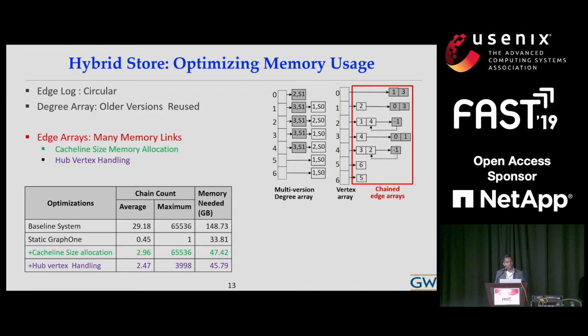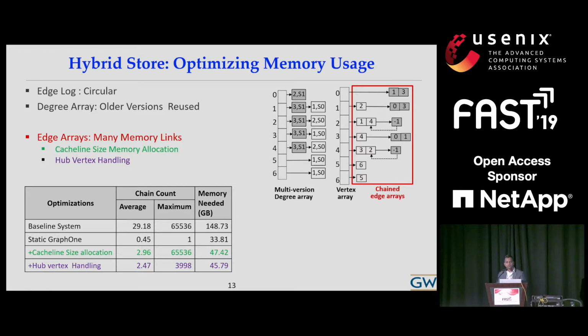So we have an opportunity to reduce the memory requirement here, and we propose two new techniques. One is cache line size memory allocation, and another is hub vertex. Cache line size is very easy because we are moving data in a batched way, a number of edges together. We sort of know how many edges each vertex has. So based on that, we go to the next cache line and allocate as much memory as it needs. It could be one cache line, two cache lines together, or even more. This reduces the number of links, which leads to a performance improvement of almost 3 times, reducing the memory requirement to just 47 GB.